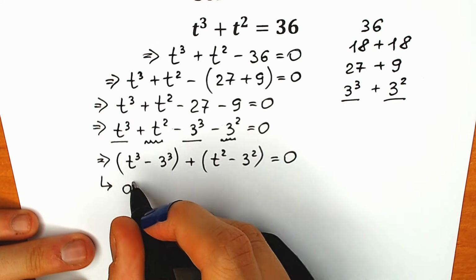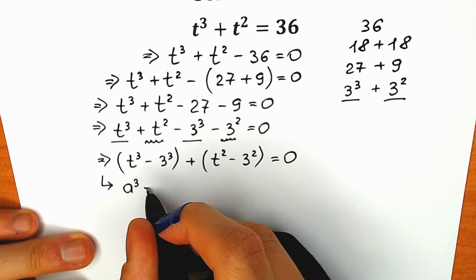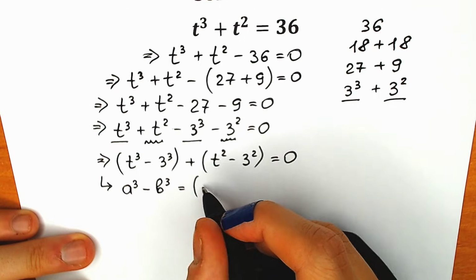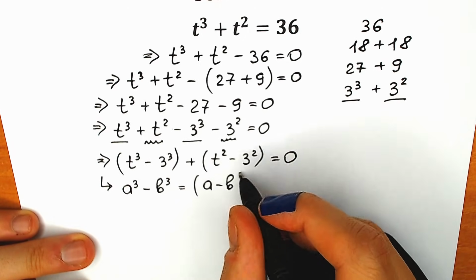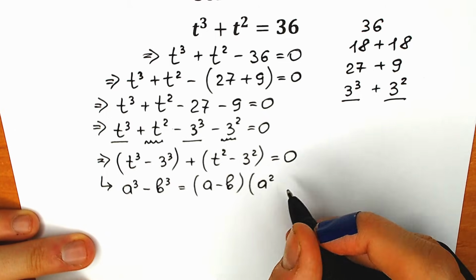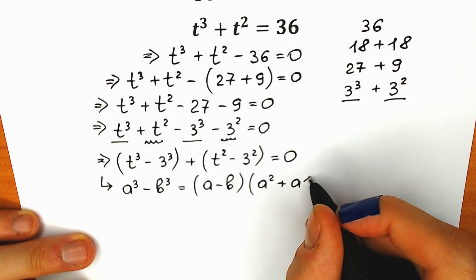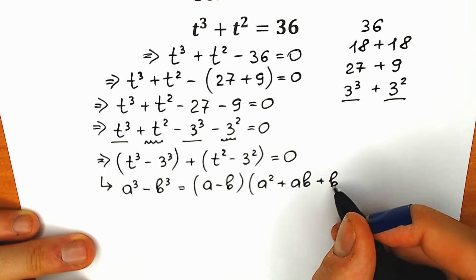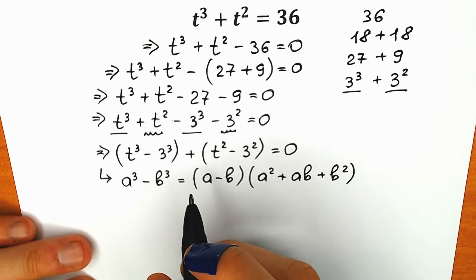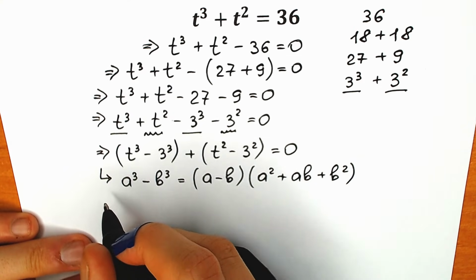For example, the first one, difference of cubes: a cubed minus b cubed equals, what do we have? (a minus b), and in another parenthesis, we have a squared plus ab plus b squared. Okay, this is our formula for the difference of cubes. What about the next formula? a squared minus b squared.